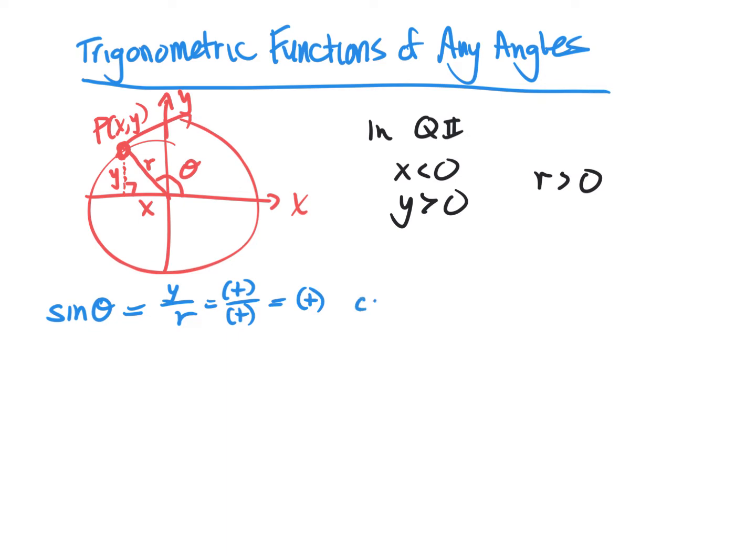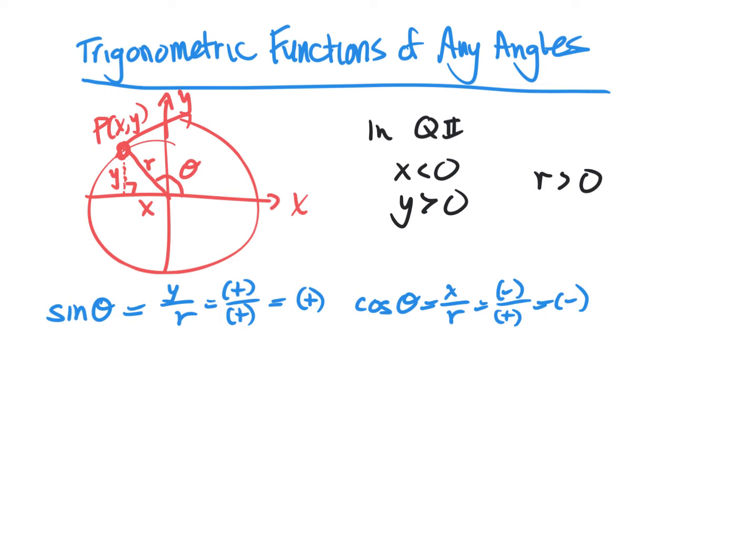Similarly, with cosine, we know that cosine is x over r. And we have that our x is negative and r is also going to be positive. So we have a negative over a positive, which gives us a negative. So cosine is going to be negative in this quadrant.